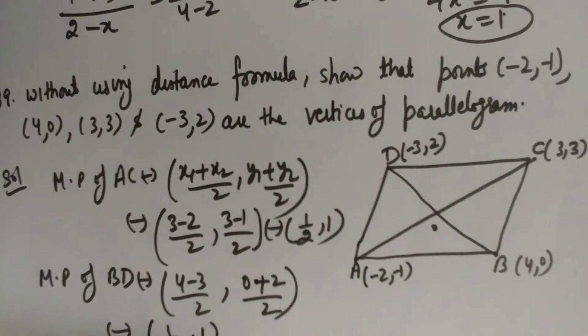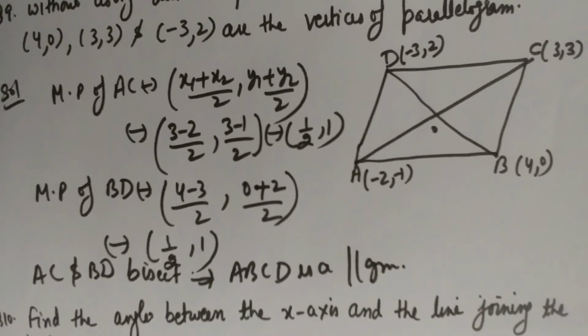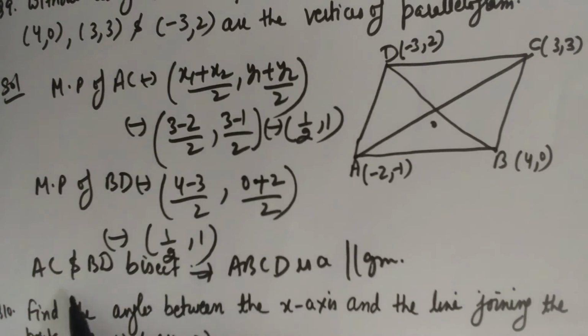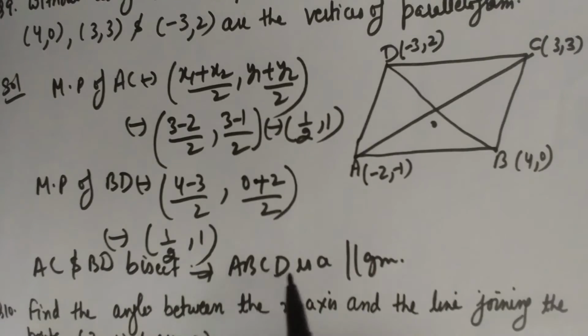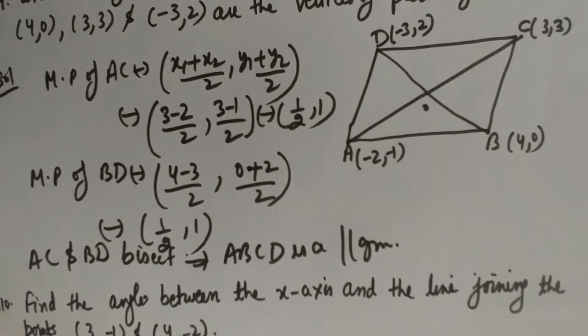So what do I get? That AC and BD bisect. So this implies ABCD is a parallelogram, right? The condition is that half and 1, AC and BD bisect, and ABCD is a parallelogram.